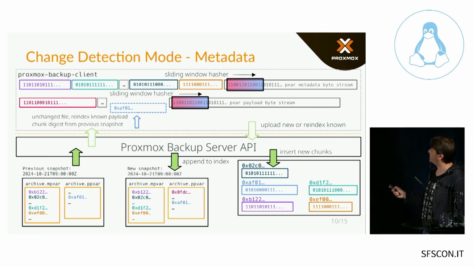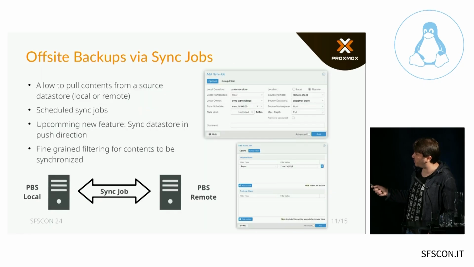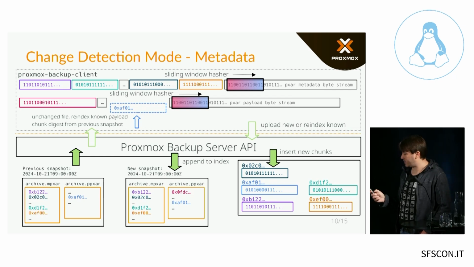We have the metadata byte stream, which is completely rechunked, whereas for the payload byte stream, we take the reference from the previous snapshot, and we can compare the metadata for files which have not been changed. We can simply reuse chunks from the previous snapshot, whereas for changed data, we rechunk and re-upload again to the server, inserting new chunks and appending to the index file.